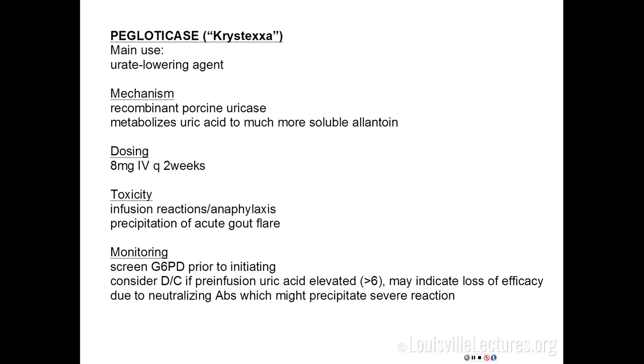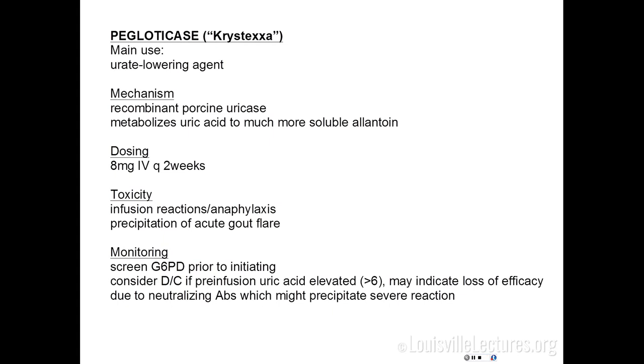But every once in a while you'll have a young patient who has some sort of urate metabolic genetic deficiency. They're good ones to use this drug in. You monitor this by checking a uric acid level prior to giving them the infusion. And if you notice that the uric acid level is trending up before you give it, then you think to yourself, well, maybe the drug is not working as well because they're developing an antibody to the drug.